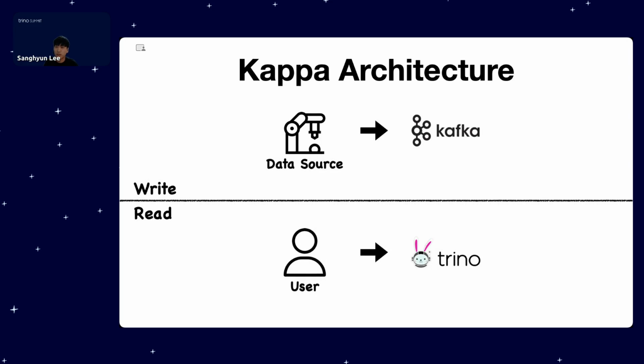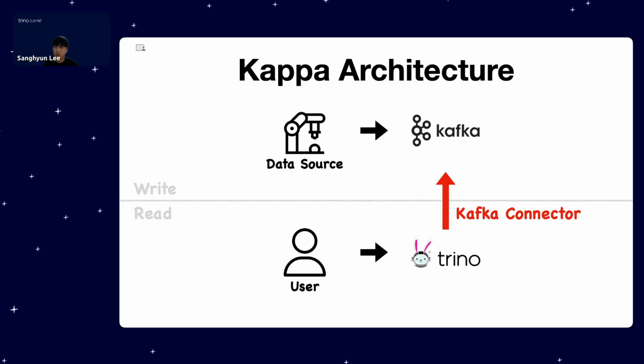Let's take a look at the building blocks to achieve these goals. First, we need a place to store the data generated by the data source. We decided to use Kafka, a distributed message queue that is the de facto standard. Since we use heterogeneous data sources, we decided to use Trino as our query engine. So how do we query Kafka messages on Trino?